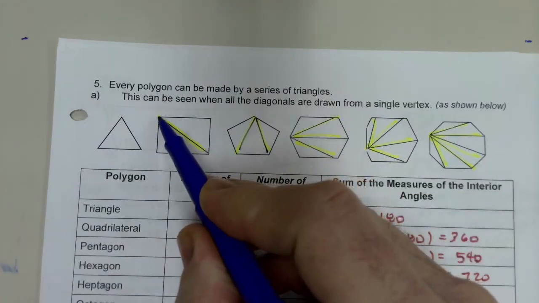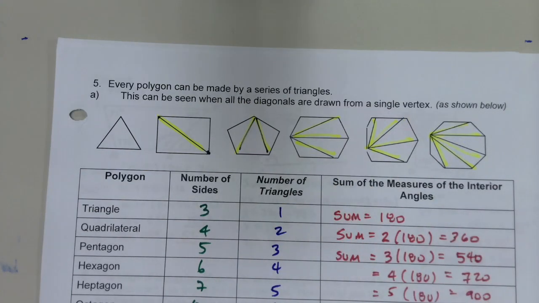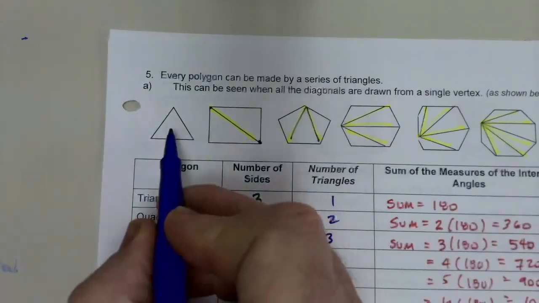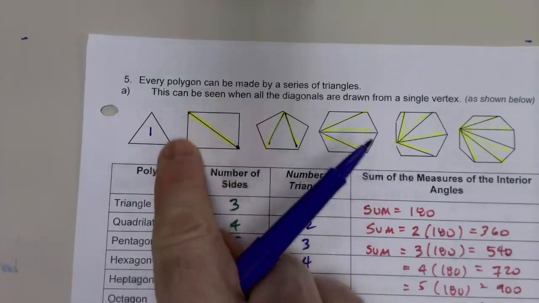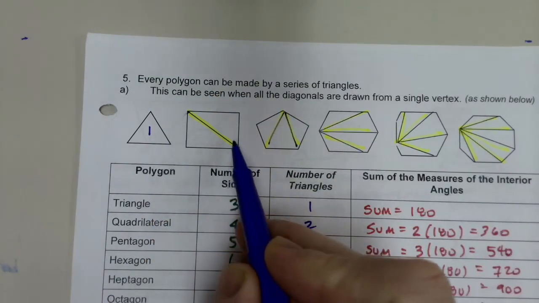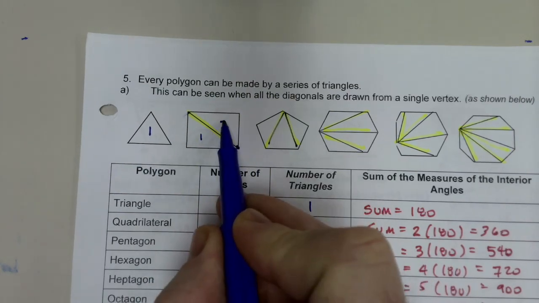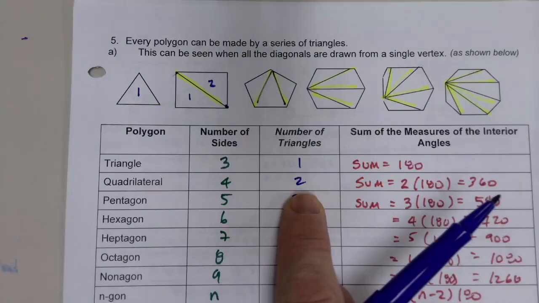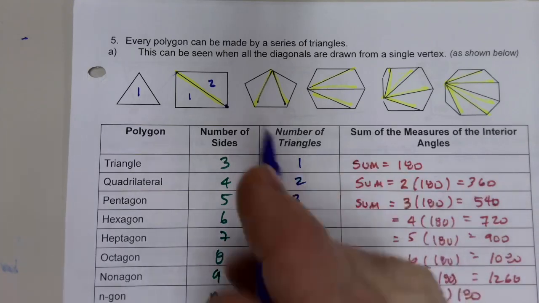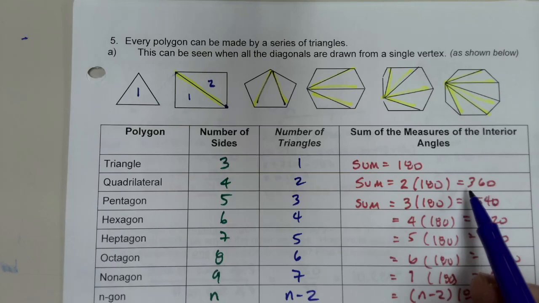That diagonal connects two non-consecutive vertices, and what you'll find is a pattern in the number of triangles that you create. Of course, a triangle has one triangle in it, but when we have a quadrilateral and we connect these two vertices with this diagonal, we actually create two triangles in there. Those two triangles have 180 degrees in them. 180 plus 180, or 180 times 2, gives us 360.